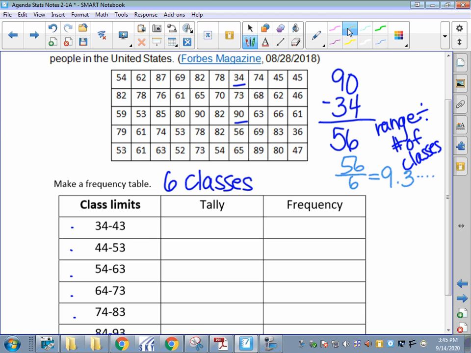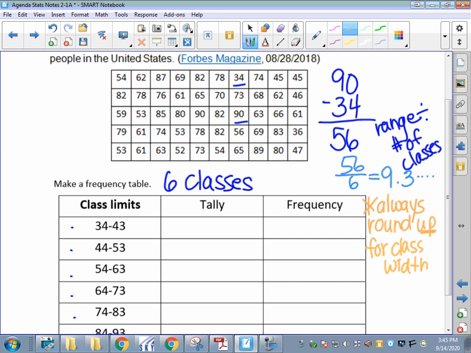Make yourself a little note right here. Always round up for class width. Sorry, I first said class limits, let me say it differently: always round up for class width.